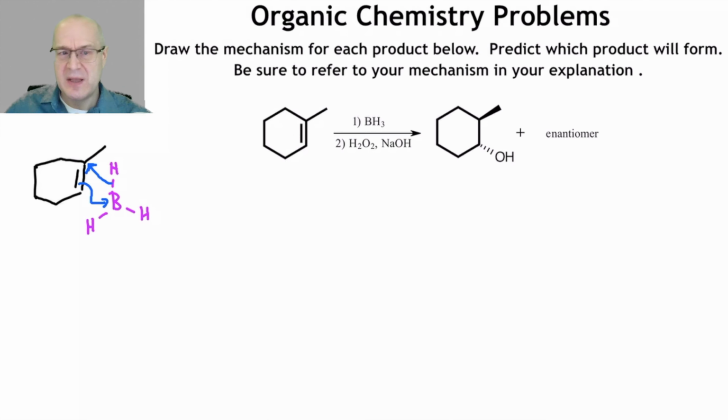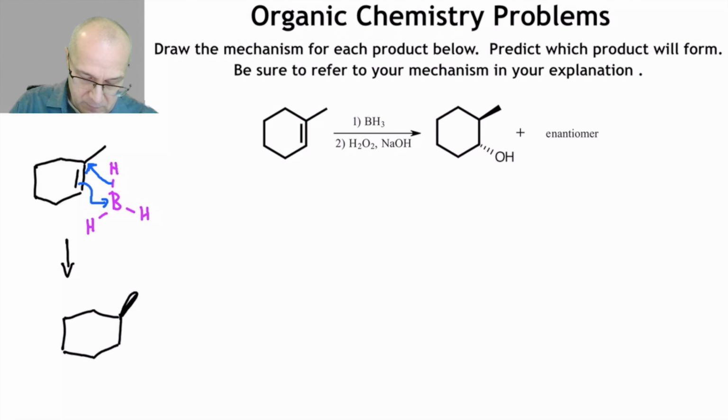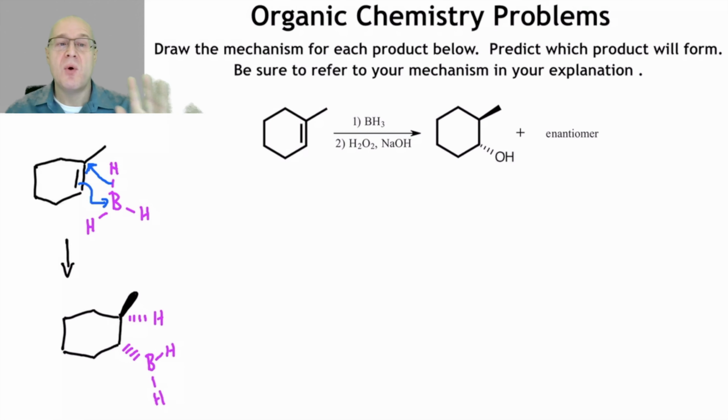So what does that mean? What's the result of that? Well, the result of that is this. Watch this. This is pretty neat. So now the hydrogen that came from the boron and the boron itself are both down. Now I drew them both down. I could have drawn them both up, and the methyl down. I could have drawn the enantiomer.